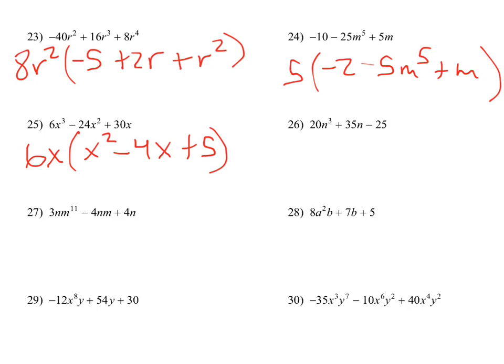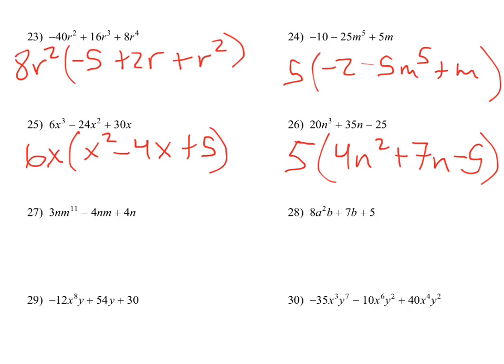And that one's done. Moving on to the next one, the biggest number you can divide into all of those is going to be 5. And then there's no n on this one, so we can't pull out any n's. We're just going to divide everything by 5, just like on 24. You'll get 4n squared plus 7 and then minus 5.